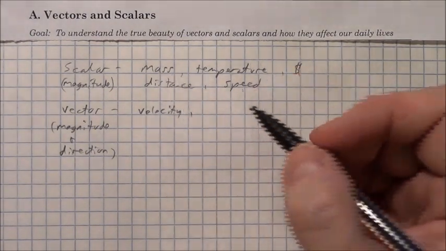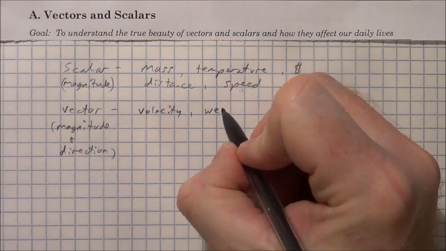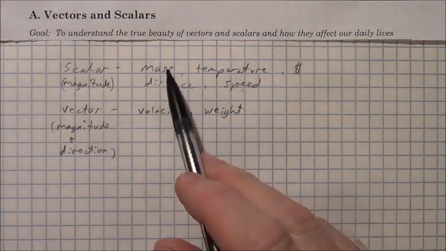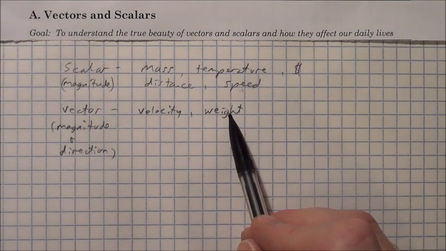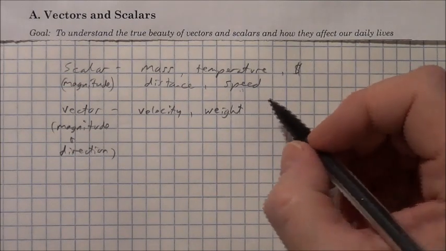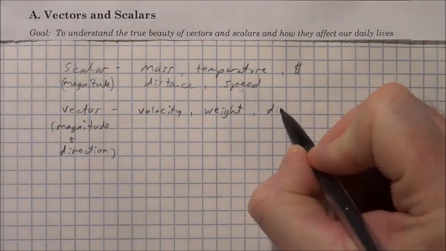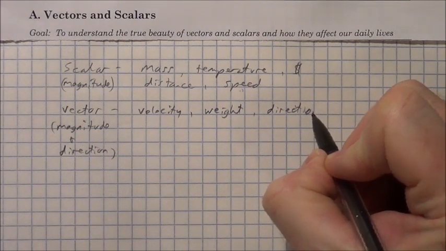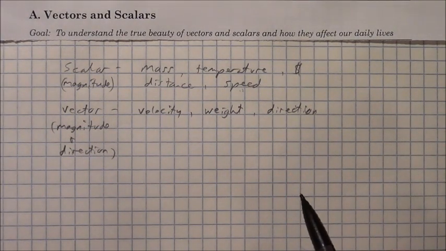I mentioned up here mass being a scalar. Well, weight is a vector because it's the mass under the influence of gravity, and gravity has a direction pointed down towards the center of the earth. There could be other vectors like, for example, the direction of the wind blowing. We could state the distance that somebody has traveled in a specific direction. Okay, so those are all vectors.